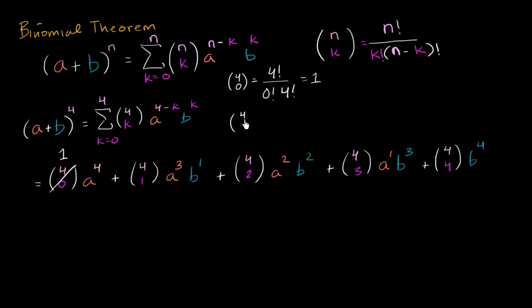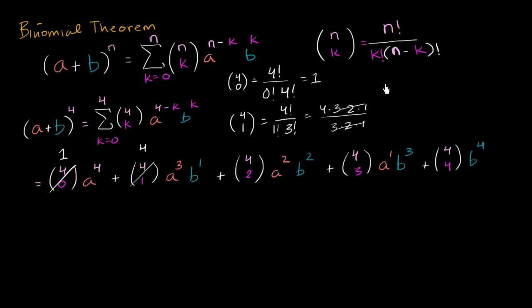So 4 choose 1 is going to be 4 factorial over 1 factorial times 4 minus 1 factorial, so 3 factorial. Well, what's this going to be? 1 factorial is just going to be 1. 4 factorial is 4 times 3 times 2 times 1. 3 factorial is 3 times 2 times 1. So 4 times 3 times 2 times 1 over 3 times 2 times 1 is just going to leave us with 4. So this right over here is just going to be 4.